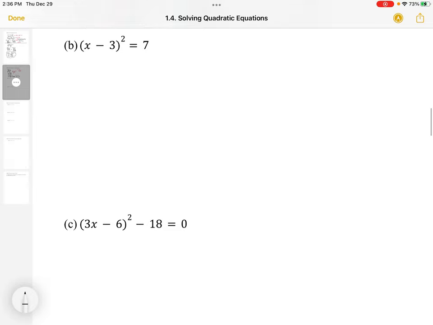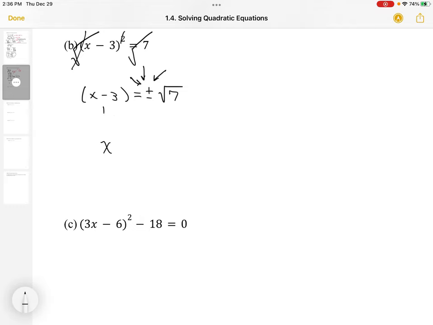So we have x minus 3 quantity squared is equal to 7. So we already have something being squared on the left side by itself. So our goal is to get the x minus 3 alone. And then from there, our goal is to get x alone. So we can take the square root of both sides to start. That undoes the square. We're left with x minus 3 on the left. On the right, we have the square root of 7. But we want to remember this is both positive and negative because we just introduced the square root.